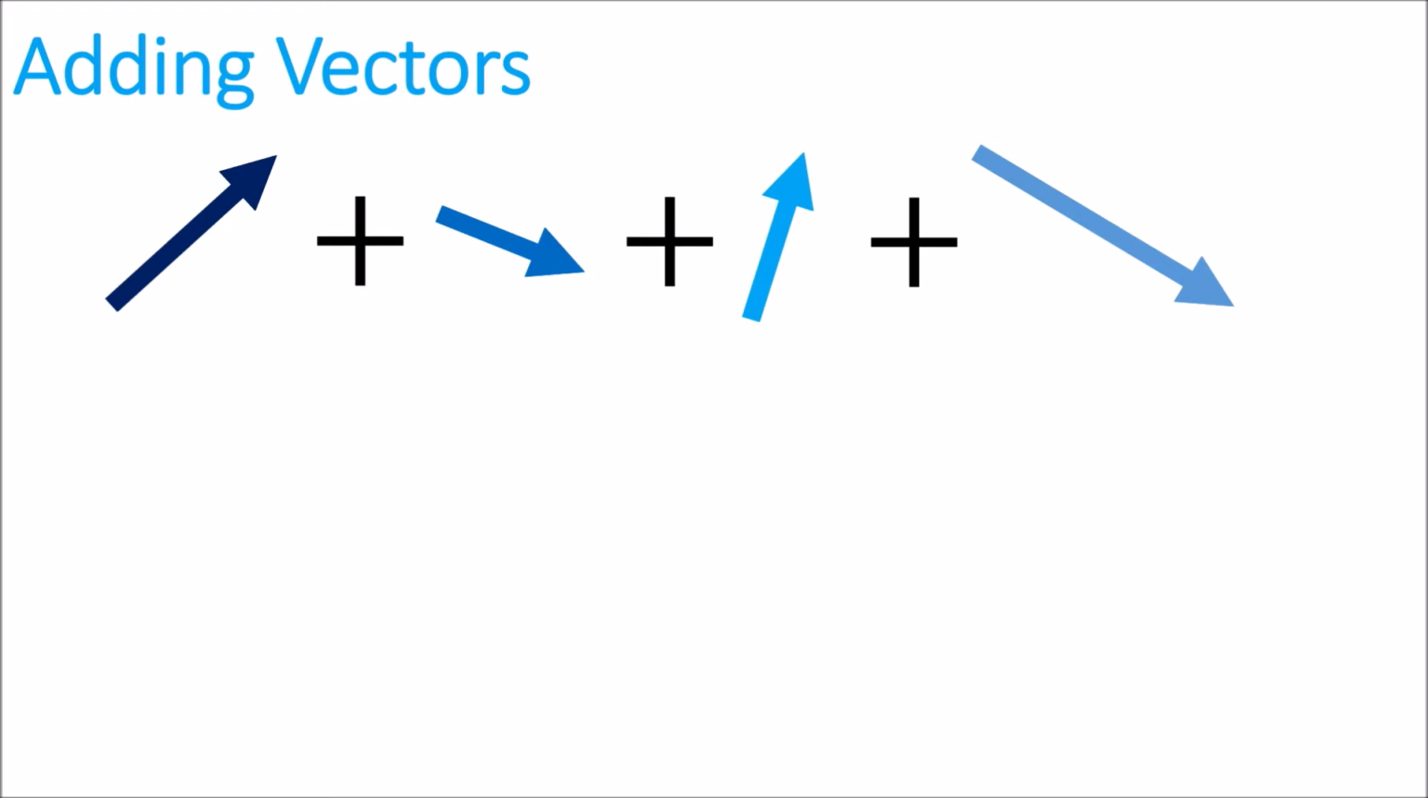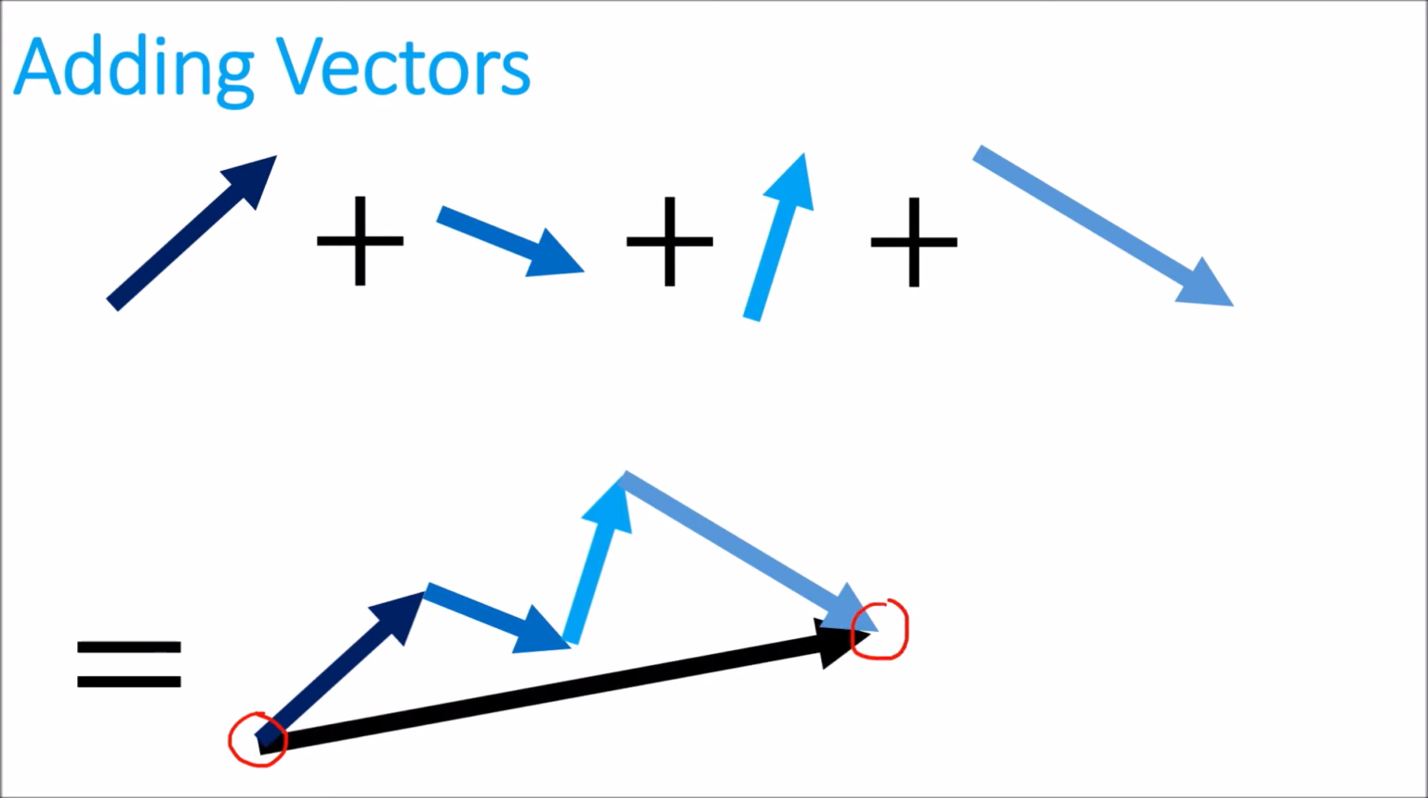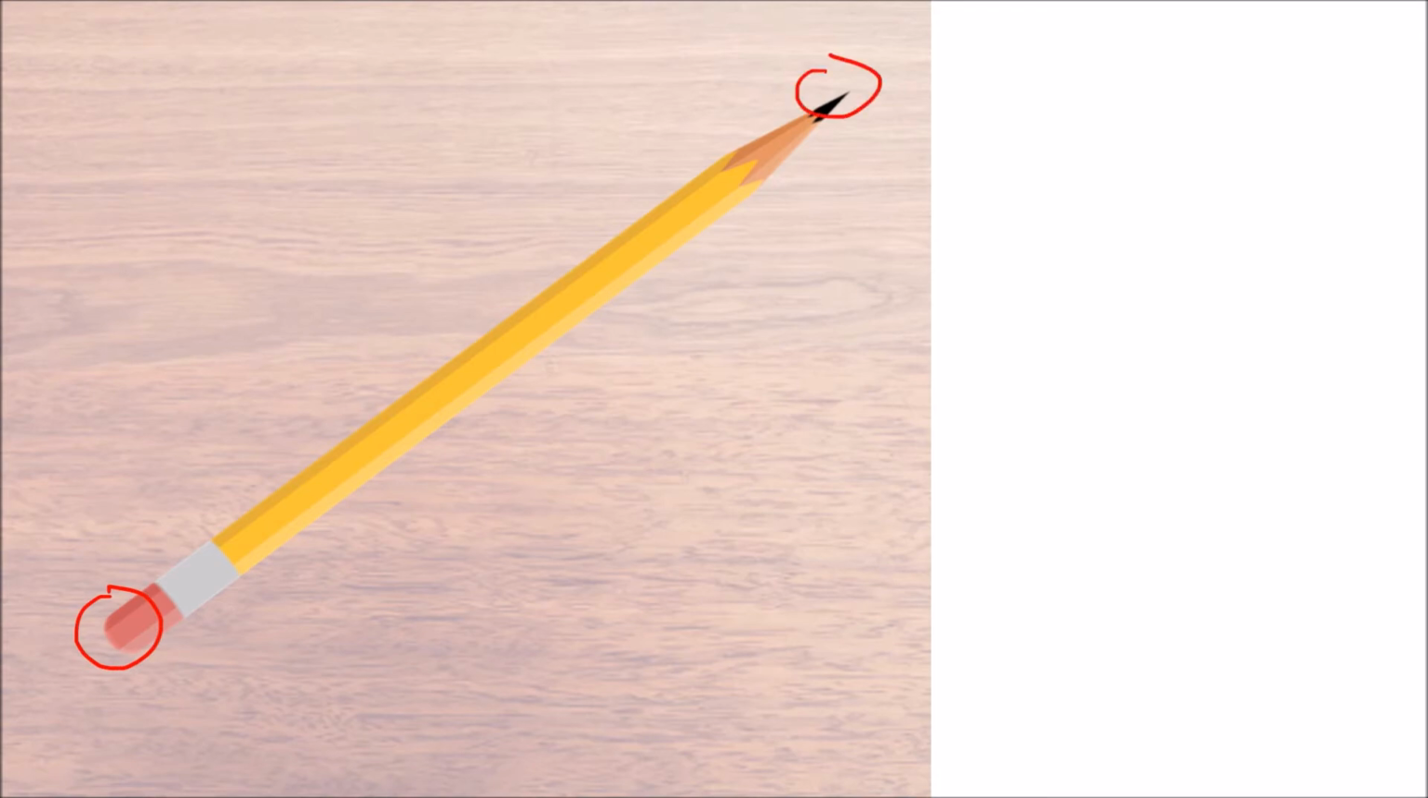If we add a bunch of vectors together, then we get the result by placing them one after another, tip to tail. And we get the result by starting at the tail of the first vector and ending at the tip of the last vector. We can use vectors to describe the separation between two points in space. For example, if we have a pencil sitting on a table, we can describe the separation between the pencil's eraser and the pencil's tip using basis vectors.